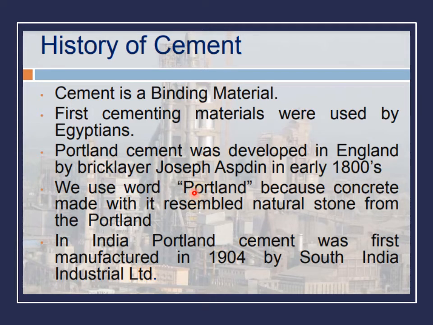First cementing materials were used in Egypt. Basically, cementing materials were used by Egyptians. Portland cement was developed in England by bricklayer Joseph Aspdin in the early 1800s. And we usually use the word Portland because concrete made with it resembles the natural stones which are available in Portland, and that's why we call it Portland cement. So this is the history behind the cement.